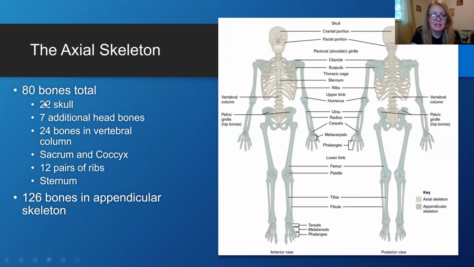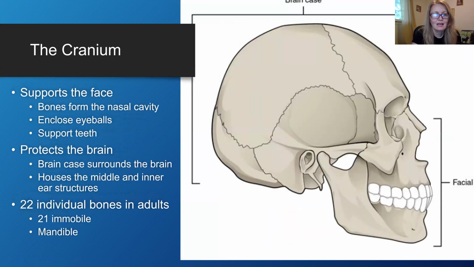The axial skeleton is made of 80 total bones: 22 skull bones, 7 additional head bones, and 24 bones in the vertebral column. Those are your vertebrae. Then the sacrum and coccyx, which are fused vertebrae, and the sternum. Do we have ribs over here? Oh yeah, 12 pairs of ribs. We cannot miss our ribs. So again we have the skull, vertebrae, sacrum, coccyx, 12 pairs of ribs, and sternum, and 126 bones in the appendicular skeleton.